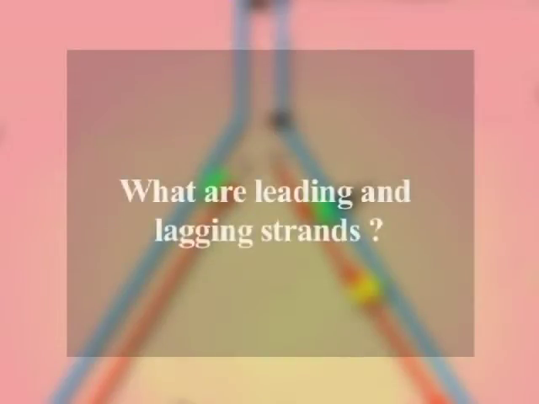Now, the question arises, what are leading and lagging strands? The mechanism of DNA replication explains the synthesis of DNA for one strand, namely the 3' to 5' template, which will be copied in the 5' to 3' direction by the DNA polymerase. How does the synthesis of the other strand, which apparently seems to grow in the 3' to 5' direction, take place?